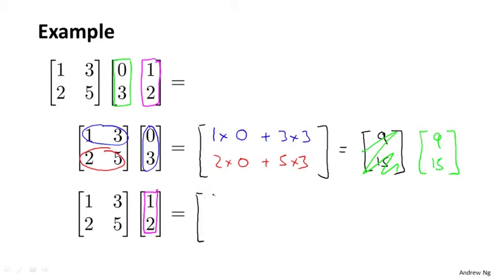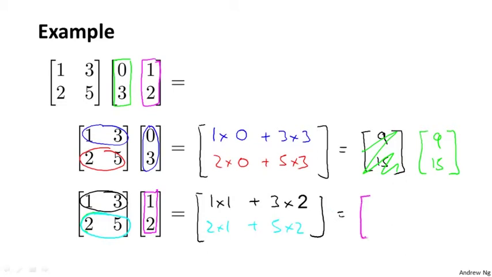Let's also do this quickly. So that's 1 times 1 plus 3 times 2. So just that was that row. And let's do the other one. So let's see. That gives me what? 2 times 1 plus 5 times 2. And so that is going to be equal to, let's see, 1 times 1 plus 3 times 2 is 4... and 2 times 1 plus 5 times 2 is 12.